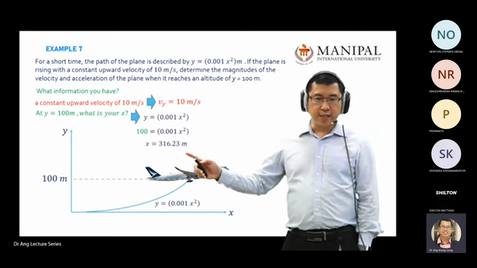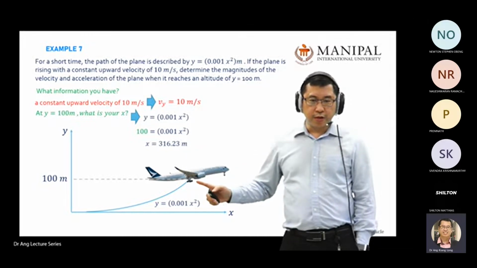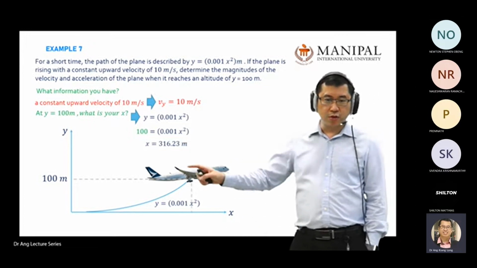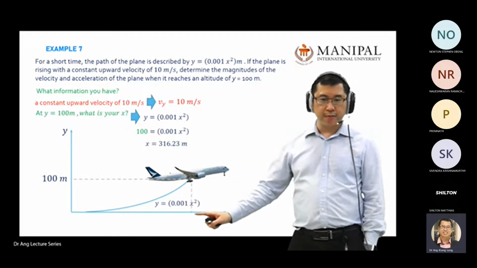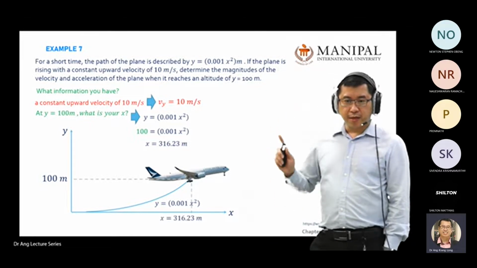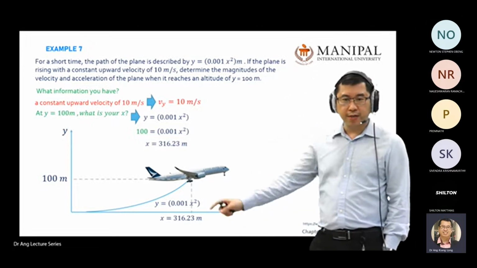You get your x equal to 316.32. Plot your location on the graph. You just draw the dotted line, put in the value. Okay. Now, if this one comes out in your final exam, how do we give you marks?